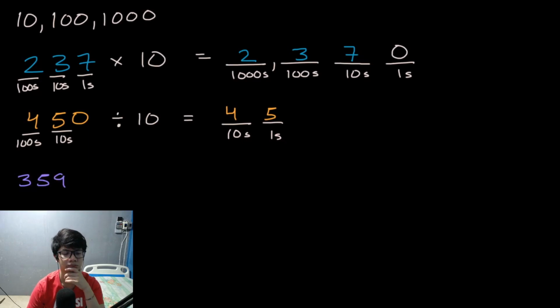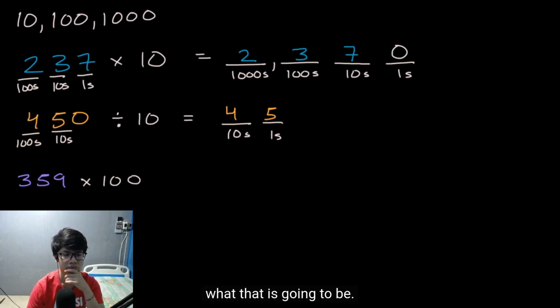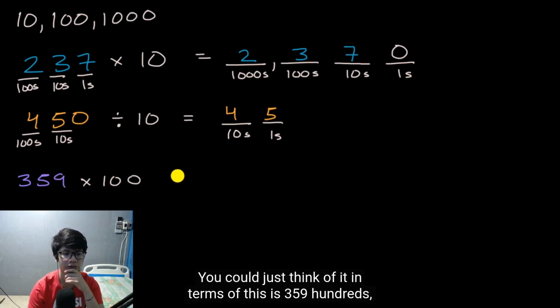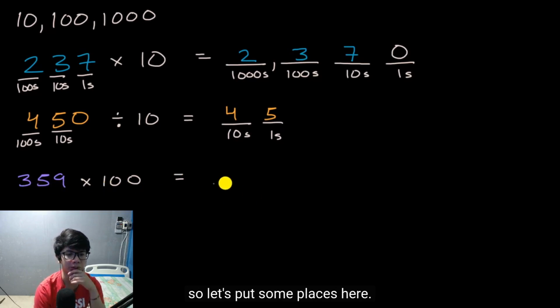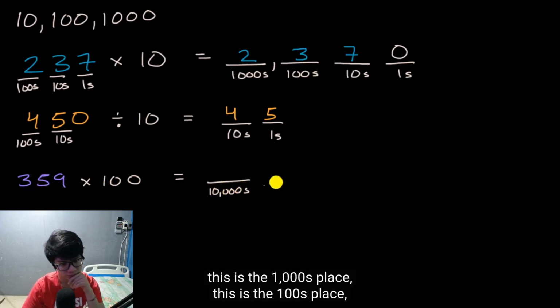Now let's extend that. Let's say that we had 359 times 100. Pause this video and see if you can figure out what that is going to be. Well, there's two ways that you could think about it. You could just think of it in terms of this is 359 hundreds. So let's put some places here. Let's say this is the 10,000s place. This is the thousands place.